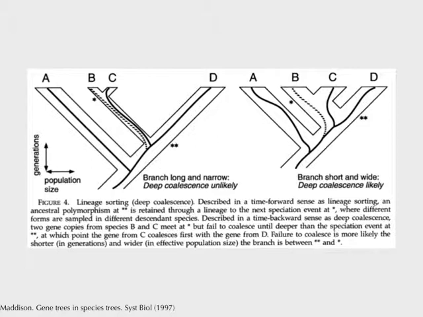So if it affects the coalescence time, then yes, it affects it. So this is the problem. If you're using a single gene, my data is going to say that C should be sister to D. Right, and that's the wrong answer.